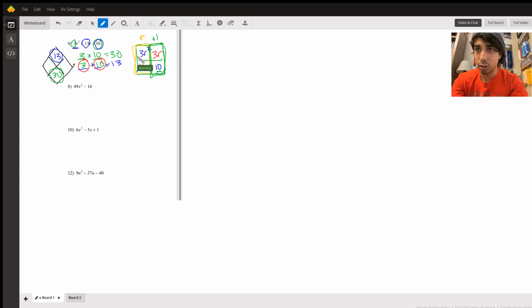All right, let's look at our rows. This top row right here, we can actually take out a 3r, because 3 goes into 3 and 3, and with r squared and r, we can take out an r. And then from 10r and 10, looking at this bottom row, we can take out a 10, because 10 goes into 10 and 10. All right, so those are going to be our factors: r plus 1, 3r plus 10. If we want to rewrite it and make it look nice for our final answer, 3r plus 10, r plus 1.